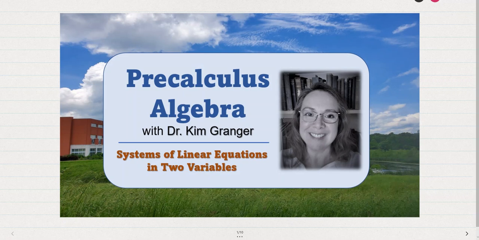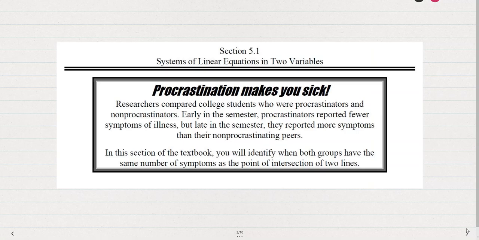In this pre-calculus algebra video, we'll look at the system of linear equations when we're given two variables. If there are two variables, then we need at least two equations. Here's an example of the type of problem you can solve with a system of equations and two variables.